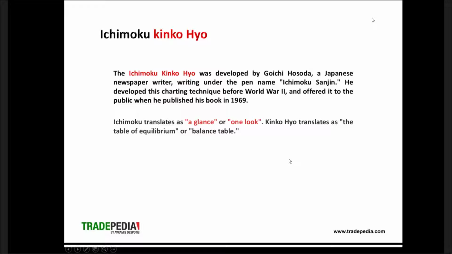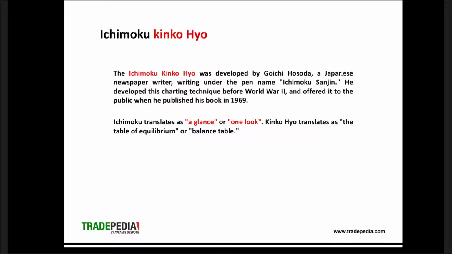Now, Ichimoku Kinko Hyo is the name of the indicator. If we break that up, Ichimoku from Japanese translates into at a glance or one look, and Kinko Hyo translates as the table of equilibrium or the balance table. And that name also reflects the aim of the indicator, which is what?